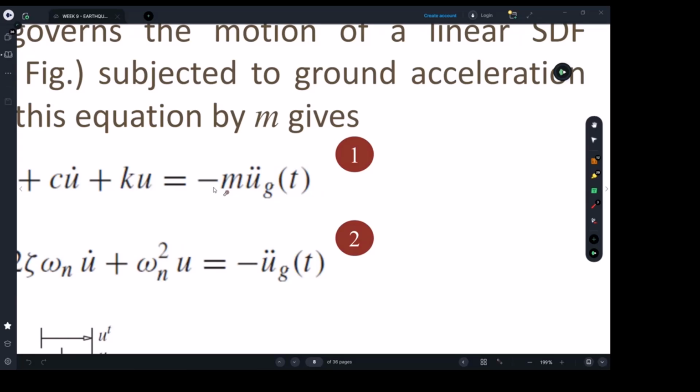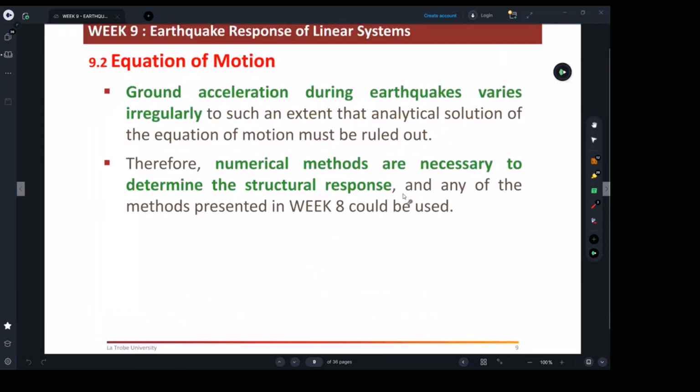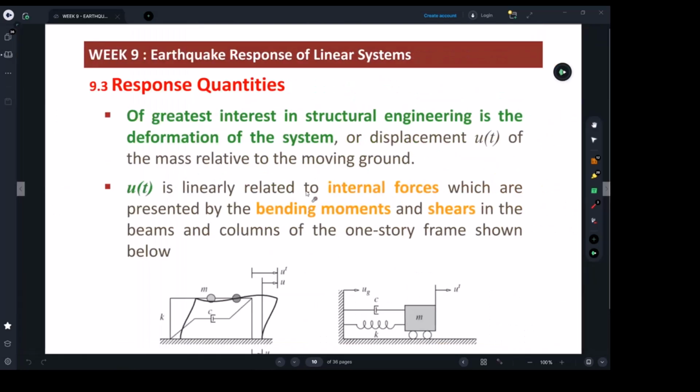So as discussed last week, we said we're going to be using numerical methods to determine the structural response, and any of the methods presented in week 8, which was last week, and I asked you to form that calculator as per the Excel sheet I showed you.